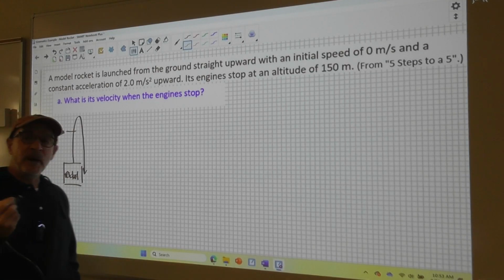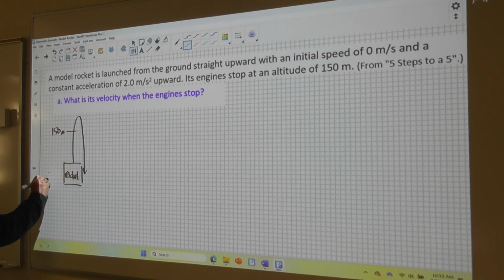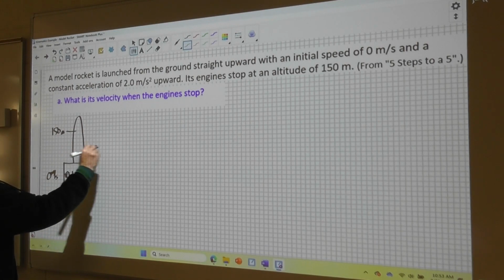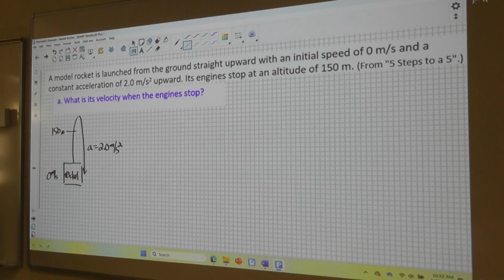Okay, so there's my drawing, and I could add some information to this. I could say it starts at 0 meters per second. I could add that the acceleration is 2.0 meters per second squared. There's nothing wrong with that. And that's upward. It's an upward acceleration. But I don't necessarily have to do that. I'm going to in this case.